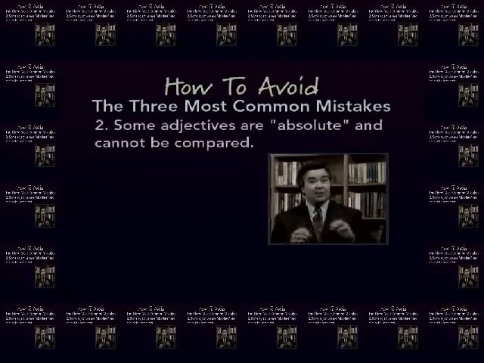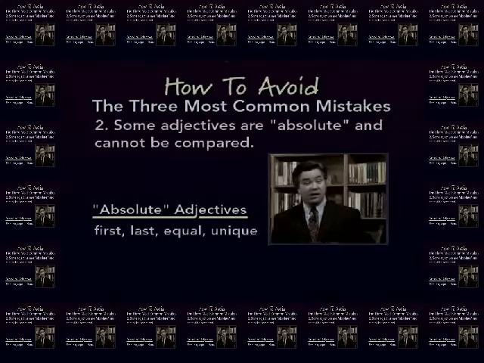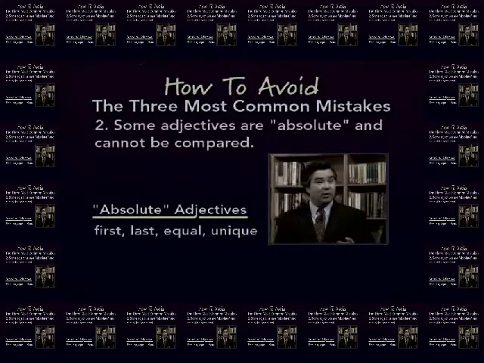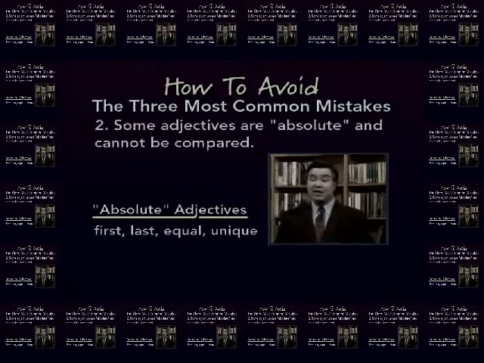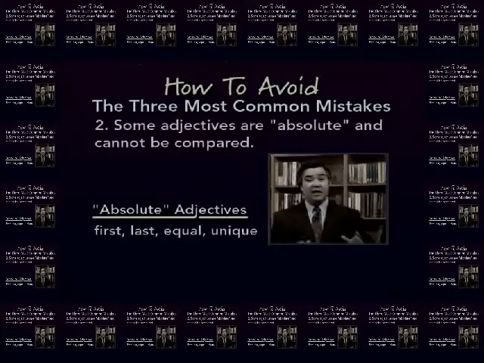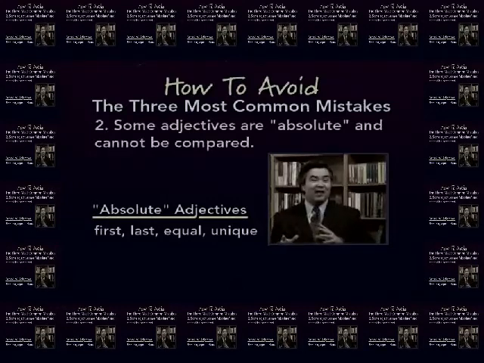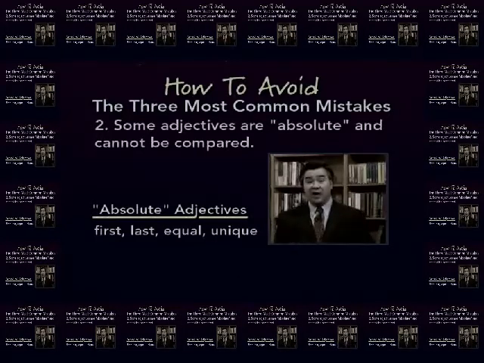For example, some of the adjectives that are considered absolute are first, last, equal, and unique. Perhaps you can see why these would be considered absolute qualities, which can't really be compared. For example, first. If you are first in line, you're first in line. No one else could be more first than you, or the most first. Either you're first or you're not.